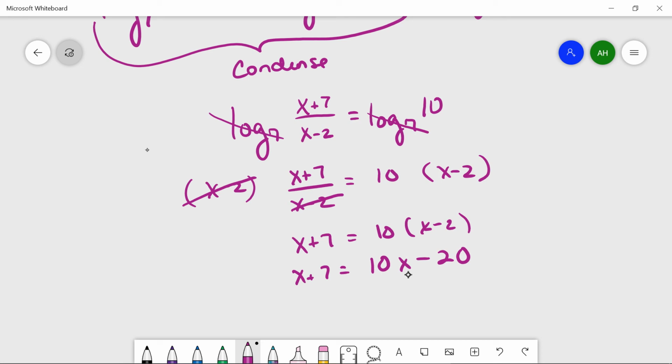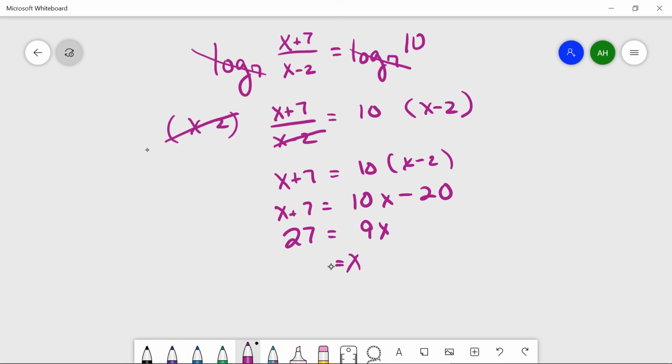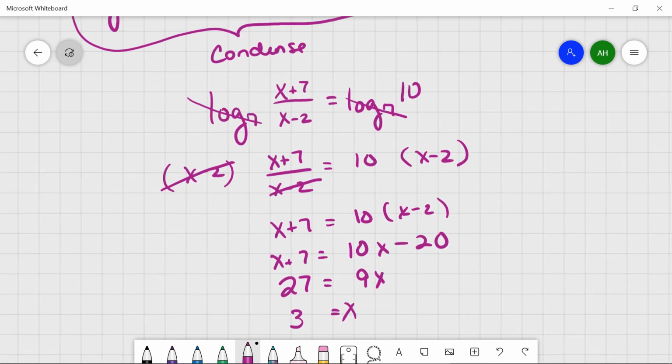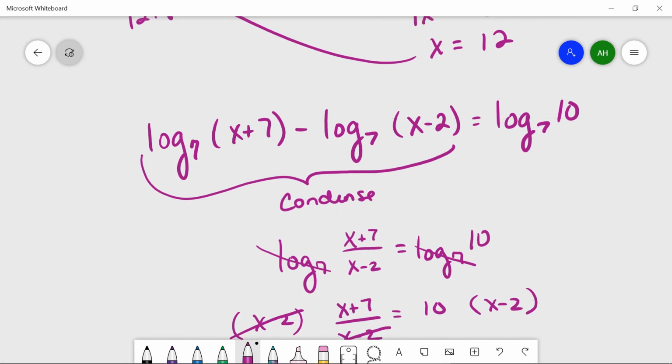Let's bring this x over here to give us just 9x. Let's bring this 20 over here. It's going to give us 27, and so x equals 3. If we think back up in here and plug a 3 in, 3 plus 7 is 10, and 3 minus 2 is 1, so those are going to give us positive numbers, so that is just fine.